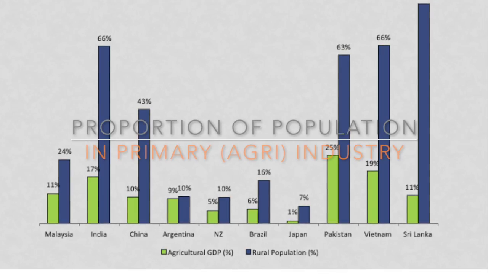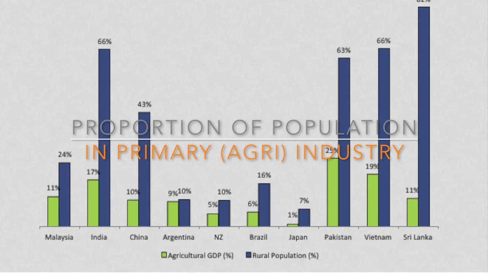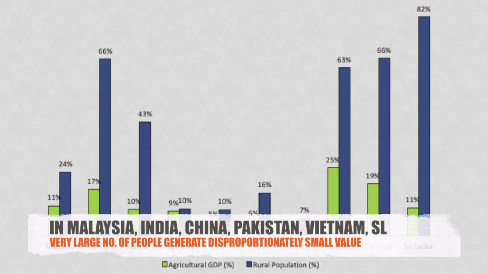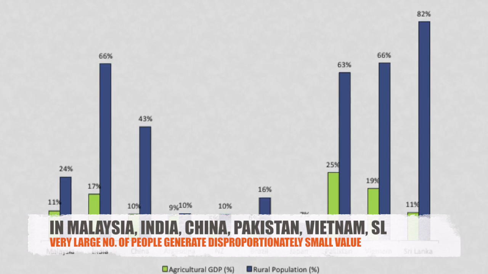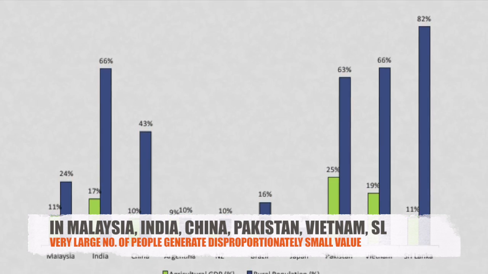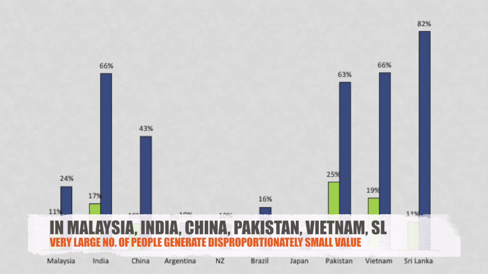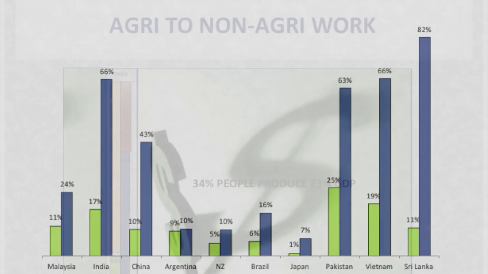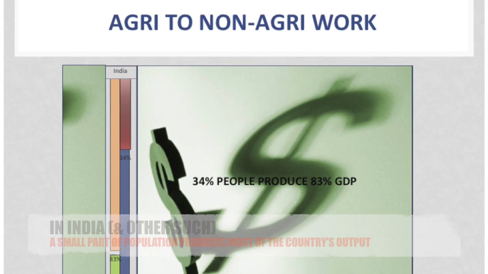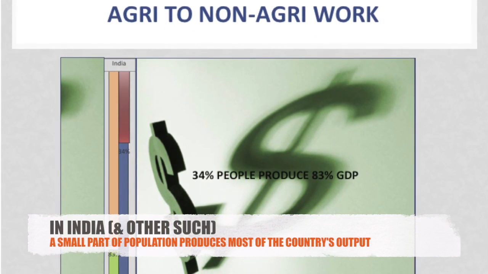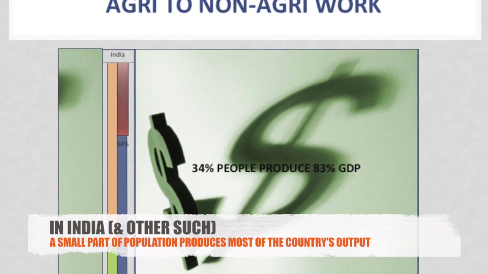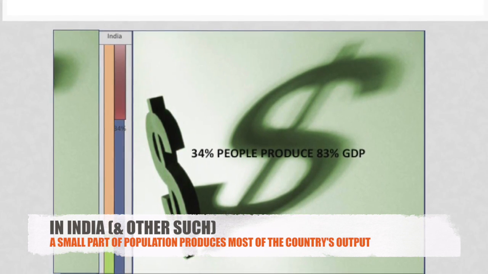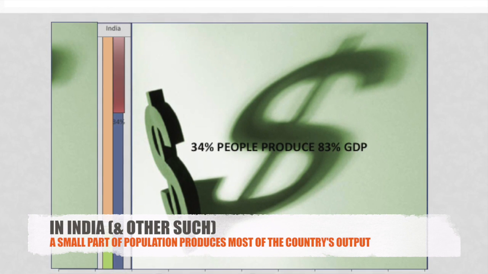Have a look at the total proportion of population living in rural areas and the amount of GDP that agriculture contributes. Conversely, this also means that the remaining population in urban areas takes the burden of the secondary and tertiary contribution to the economies. In India, 34% people produce 83% of the country's GDP.